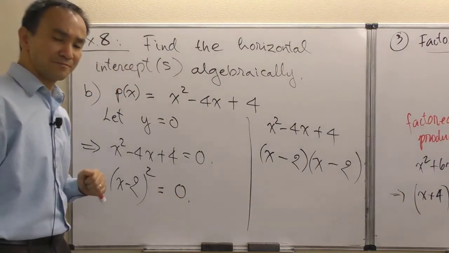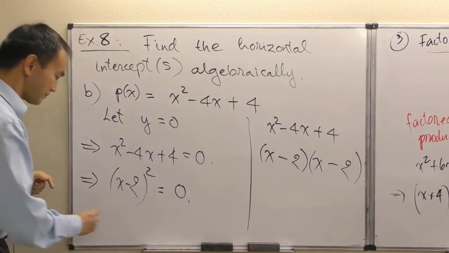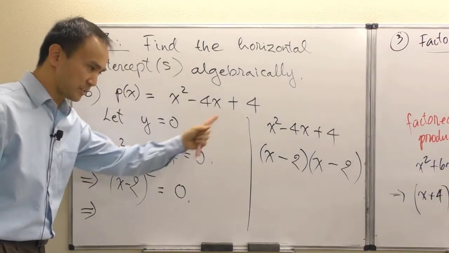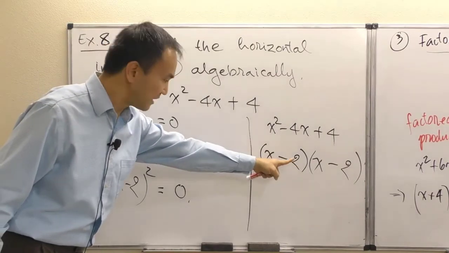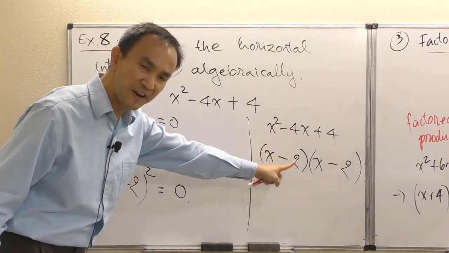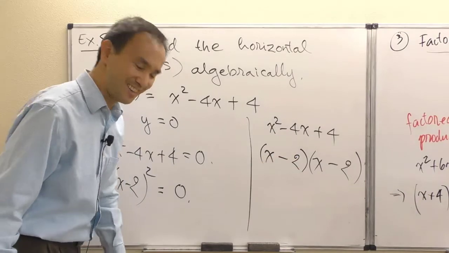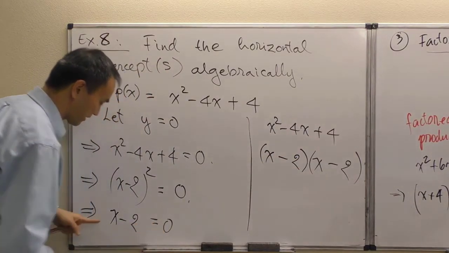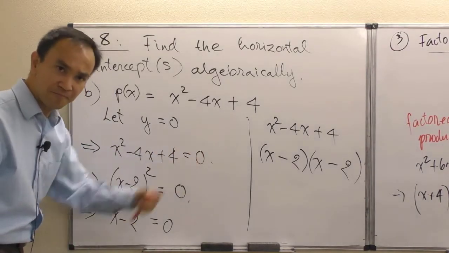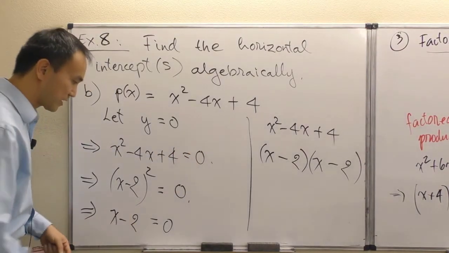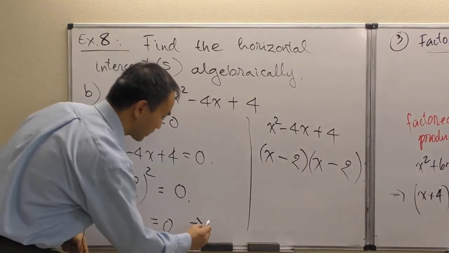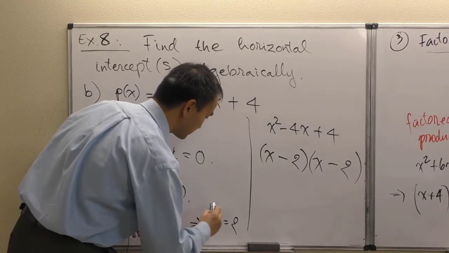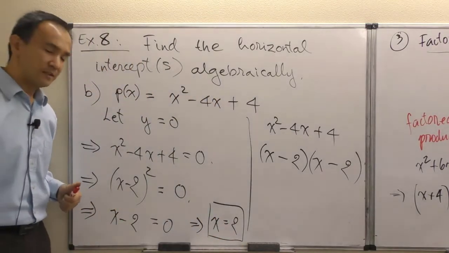Now, tentatively it's two factors, but the two factors are repeats of each other. So in that way, we only need to set one of them, x minus 2, equal to 0, because the other one will be the same. Then we solve that, so x equals 2.